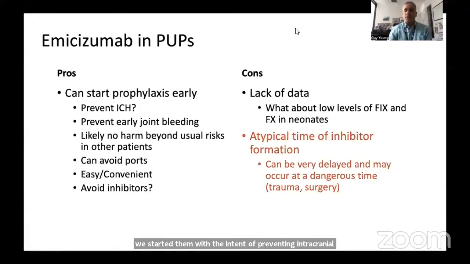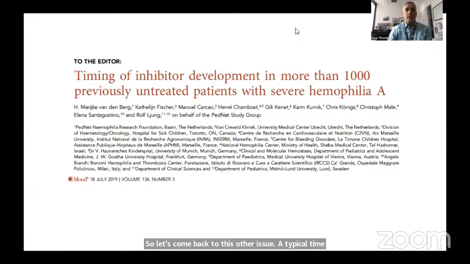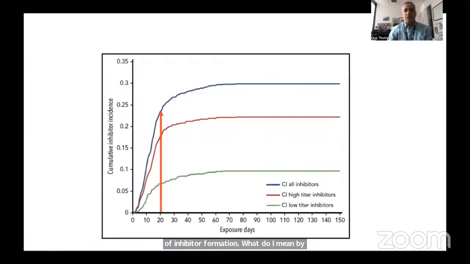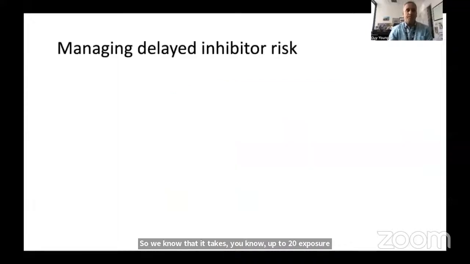So let's come back to this other issue, atypical time of inhibitor formation. What do I mean by this? Well, first of all, when do inhibitors form? This is the PEDNET data. I think we all know this, that most inhibitors form by 20 exposure days. By 50 exposure days, the line becomes fairly flat, and by 75, it's completely flat. So we know that it takes up to 20 exposure days, even up to 50, before we start to see all the inhibitors that may develop in children.